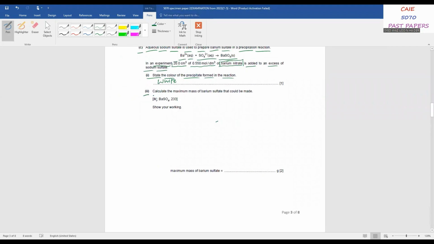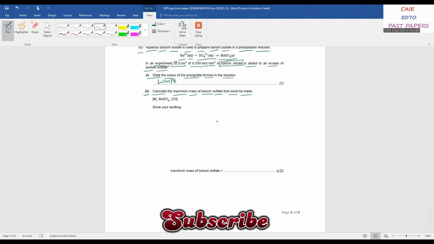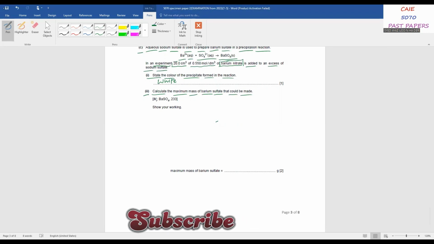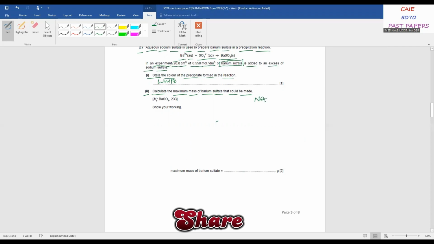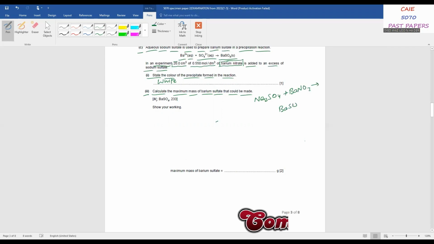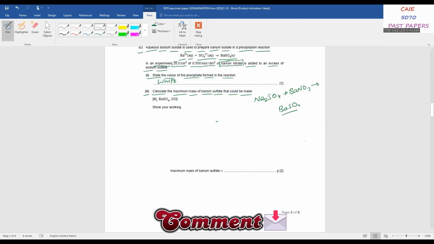Now in part 3 they are asking to calculate the maximum mass of barium sulfate that could be made. First of all, you should know the number of moles of barium sulfate. If you look at this equation, it's the reaction between sodium sulfate and barium nitrate. Sodium sulfate is Na2SO4 plus barium nitrate, Ba(NO3)2. One of the products is BaSO4. We are interested in BaSO4. We are not interested in the other product.